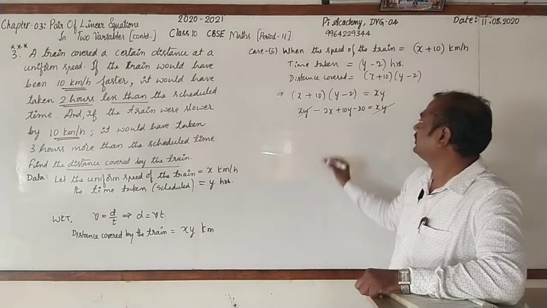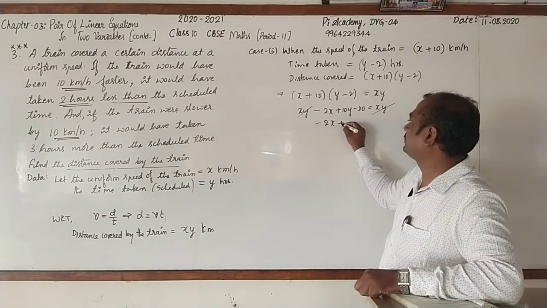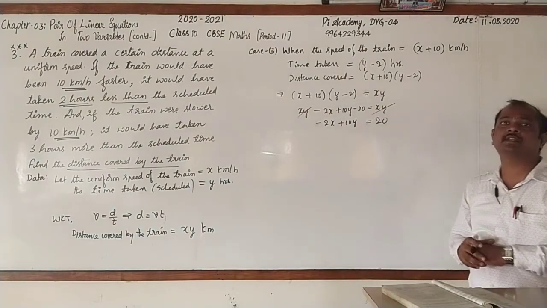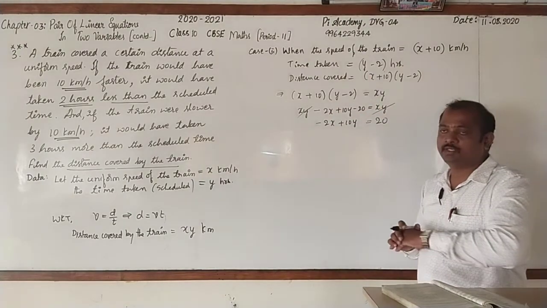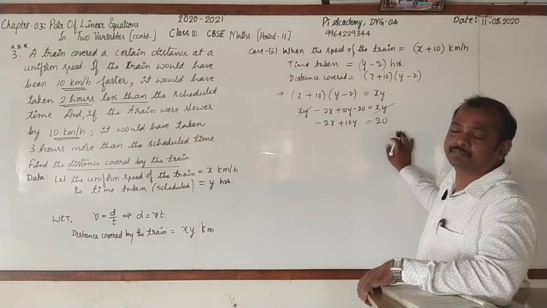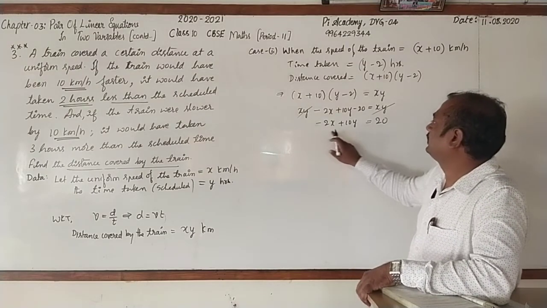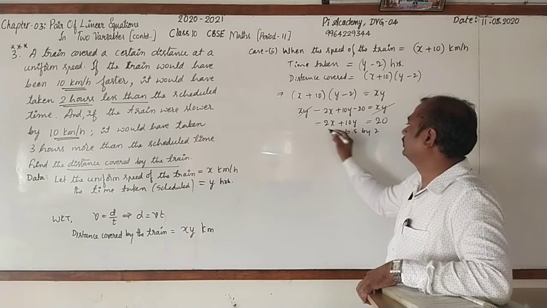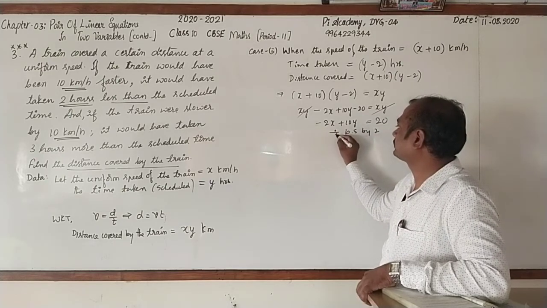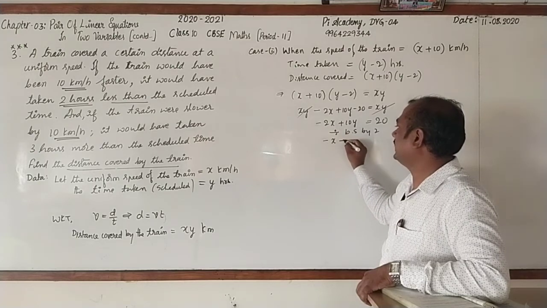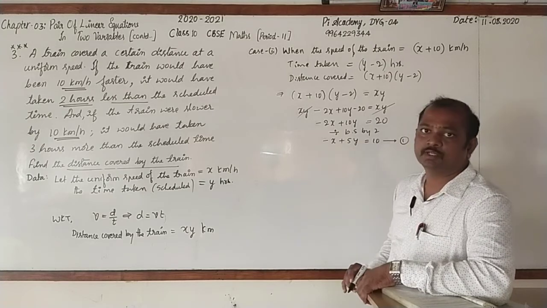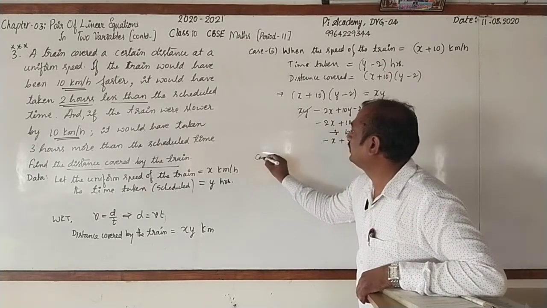xy gets cancelled. Now minus 2x plus 10y is equal to, transfer minus 20 to the right hand side, it becomes plus 20. Here all the terms are multiples of 2. Hence start dividing both sides by 2. This will be minus x plus 5y is equal to 10. Call it equation 1.